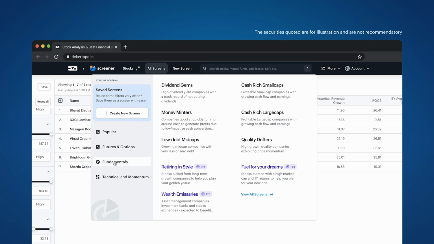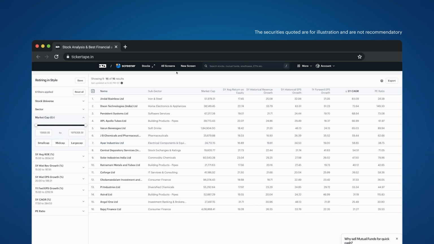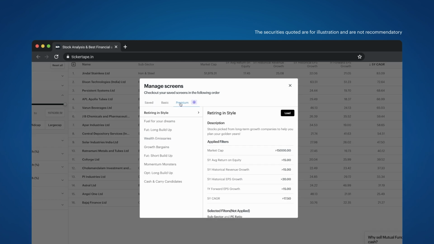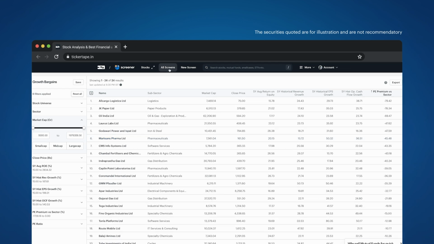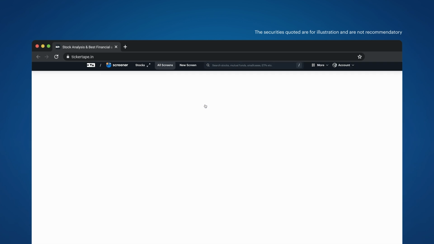For example, in order to invest for your retirement, you can explore the Retiring in Style screen. For growth and momentum stocks, you can explore Growth Bargains and Momentum Monsters respectively. These pre-built screens apply appropriate filters to provide you with a list of stocks based on predetermined criteria for specific needs.